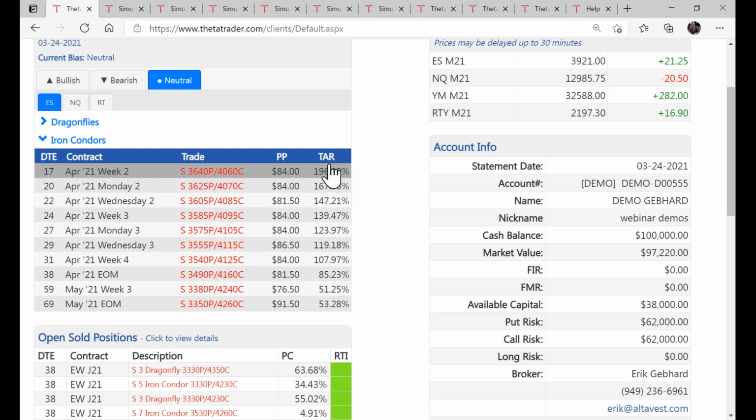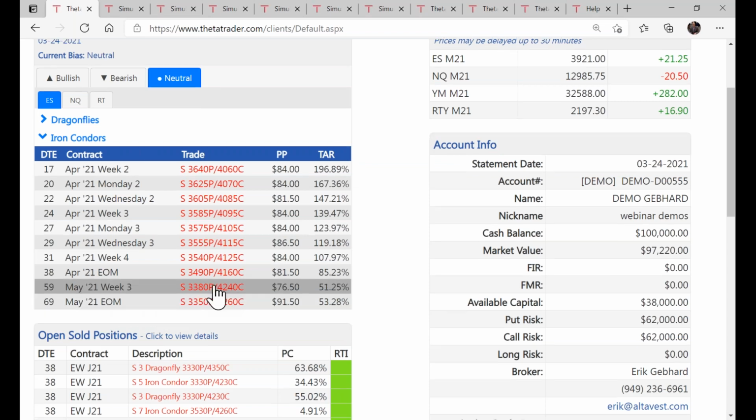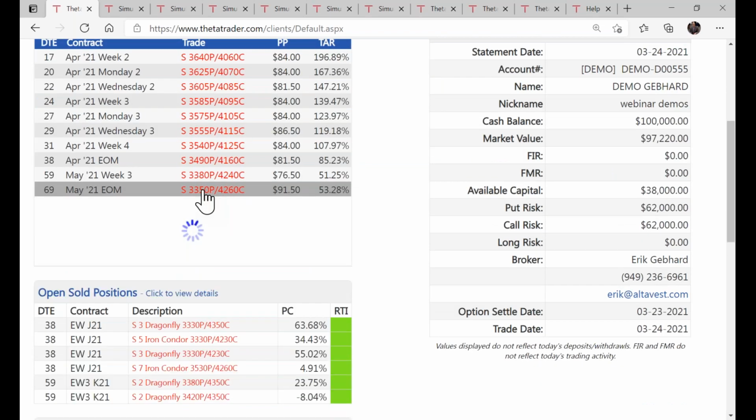That's not what that number means. It's just comparing one trade to another. That's really all it means. And with that said, we'll go ahead here and look at this particular Condor.